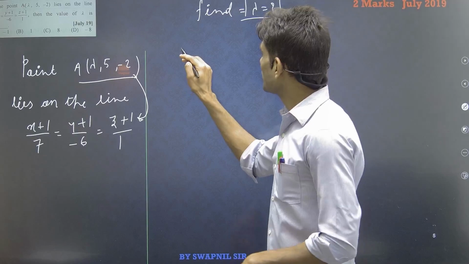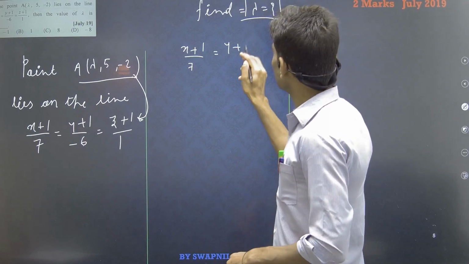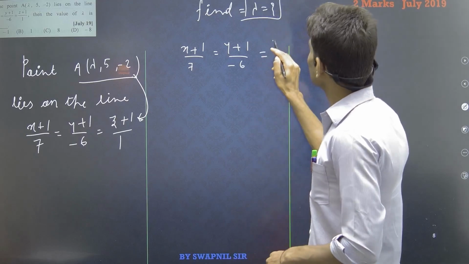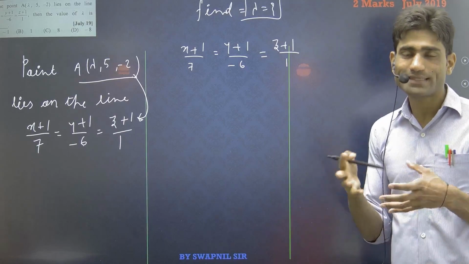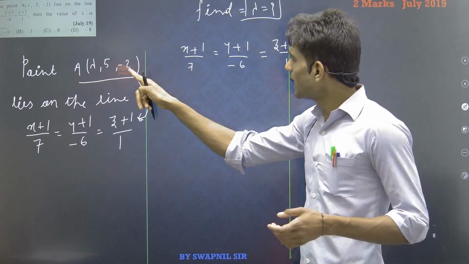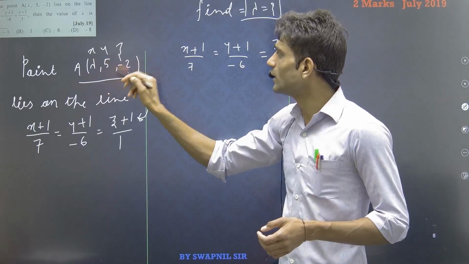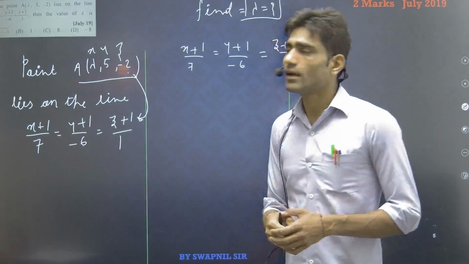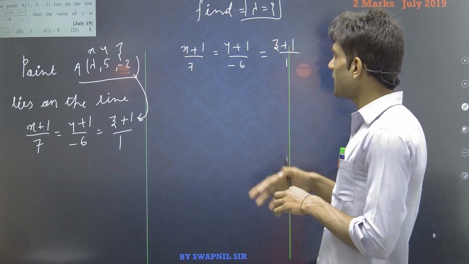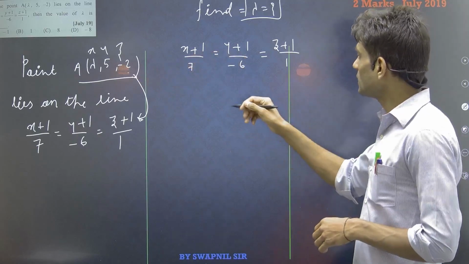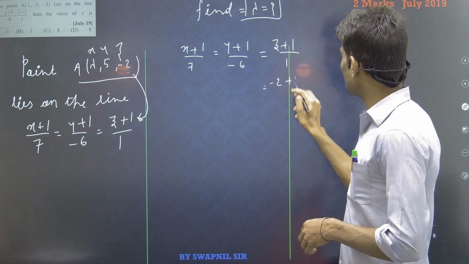Now we have (x + 1)/7, (y + 1)/(-6), and (z + 1)/1. This is the logic by which we can easily find the value. When I substitute minus 2 as z, this gives the values for x, y and z. So this point lies on this line, which means it is a root or solution of our line. So lambda, 5, minus 2 are the solution of this line. Put minus 2 here: (minus 2 plus 1)/1.